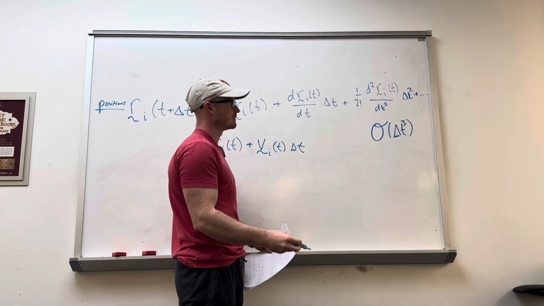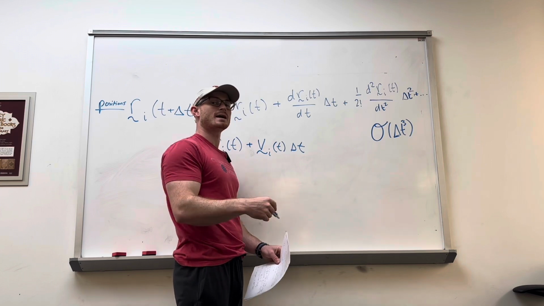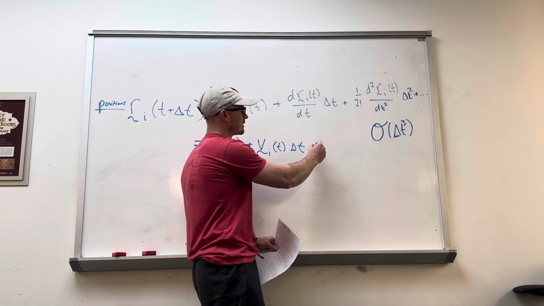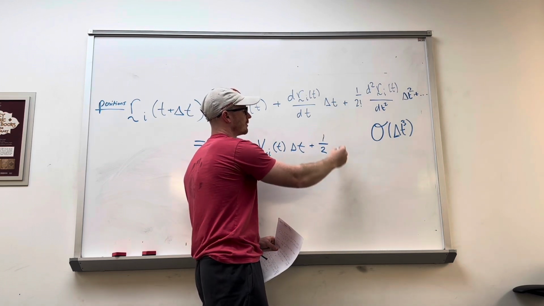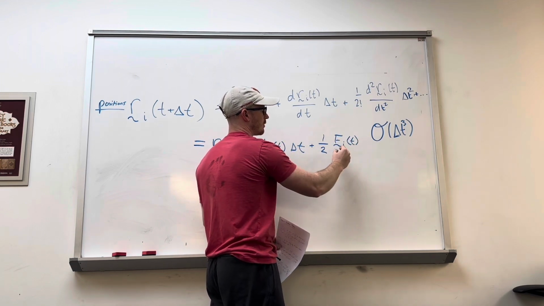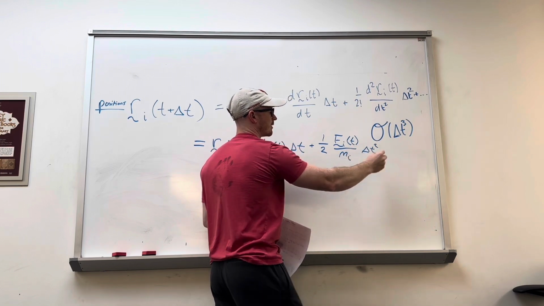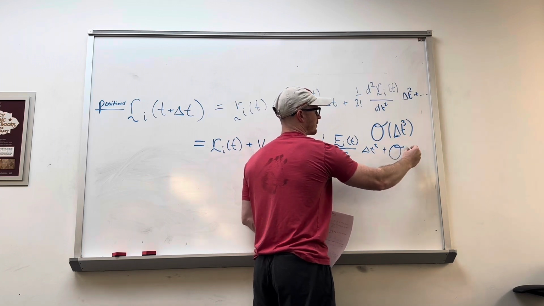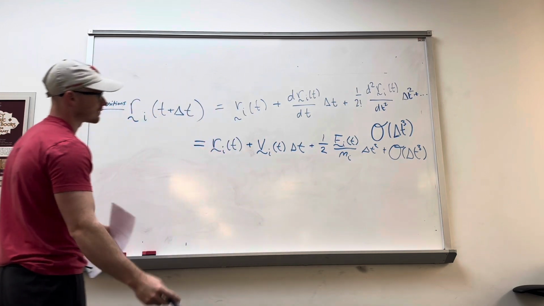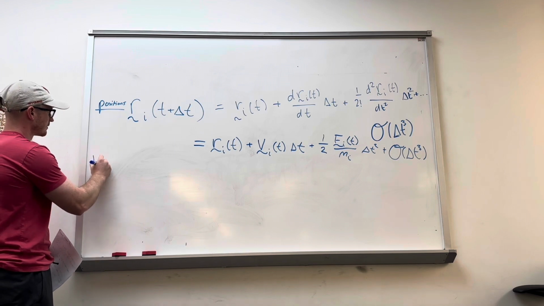And this last term, d squared r dt squared, is just the acceleration, which we can write through Newton's equation of motion as the force over the mass. So this is equal to 1 over 2 F_i of t over the mass of i times delta t squared, plus our order delta t cubed terms. So there's our positions. Now let's take a look at our velocities.